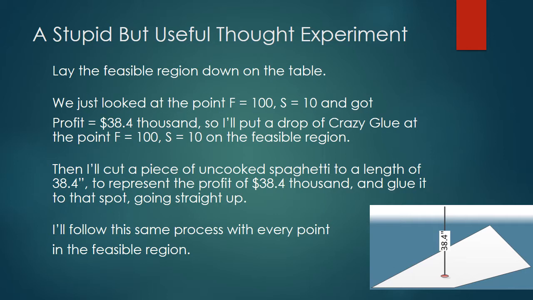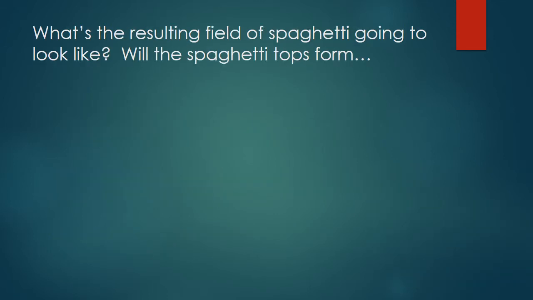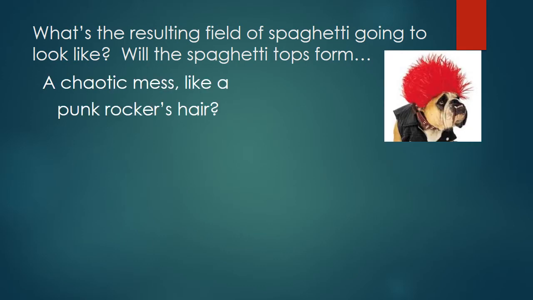I'm going to do this, in principle at least, for every single point inside the feasible region. Take its coordinates, find the objective, cut a piece of spaghetti to represent that objective, and glue it on top of that point over the entire feasible region. Now, the question I want you to consider is, what's this field of spaghetti going to look like? If you look at the top of the spaghetti, what will the pattern be? It seems to me it would fall into one of 3 categories. First, maybe it's a chaotic mess, like a punk rocker's hair, just strands everywhere.